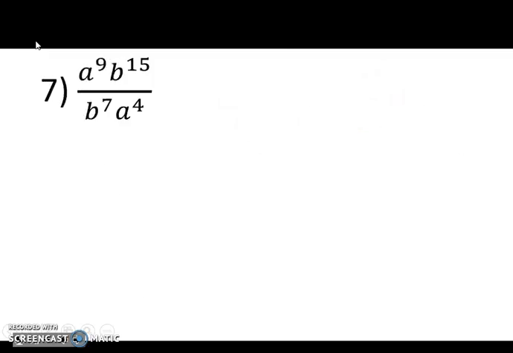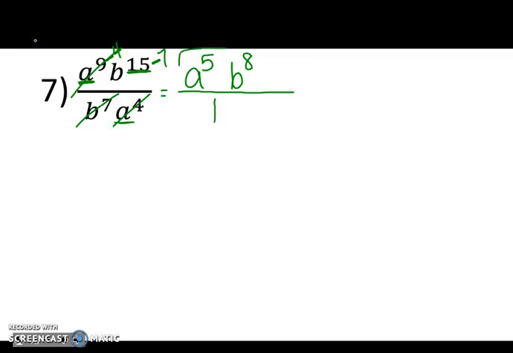Let's do a couple more. All right, so I'm going to take my like bases of A, and I'm going to take 9 minus the bottom exponent, which is 4, and I get A to the 5th. And then I'm going to take the top exponent for B minus the bottom exponent to get B to the 8th. And put that all over 1 so it stays as a fraction.